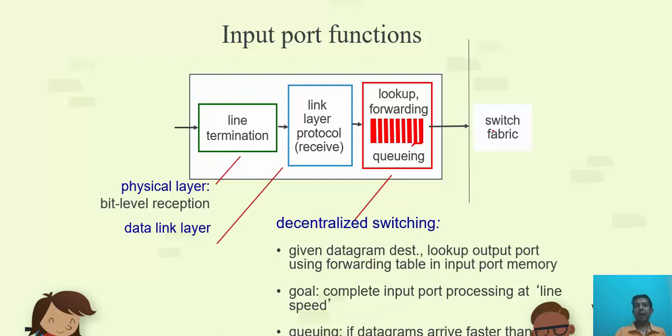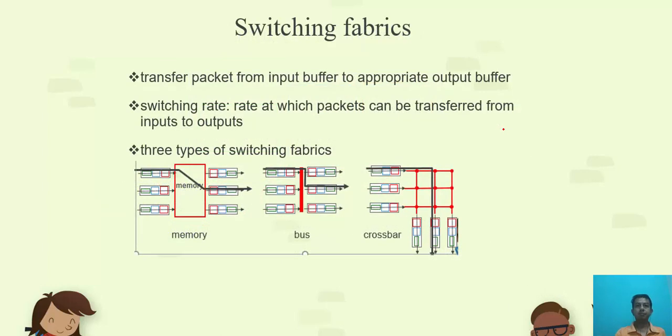So there is a chance that packets queue up in the input port, and if it so happens that the rate of incoming packets exceeds the rate of packets being transferred from this point to the fabric, then the buffer may fill up, leaving no space, and as a result, packet loss may occur. So a major goal for the input ports is to match the input port processing with the line speed. Clear? Now let us come to the switching fabric.